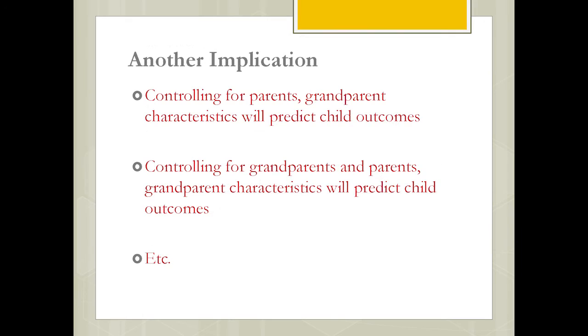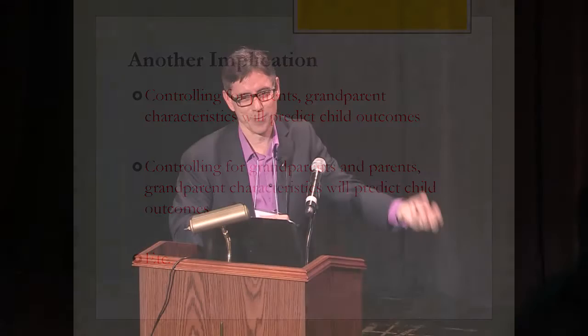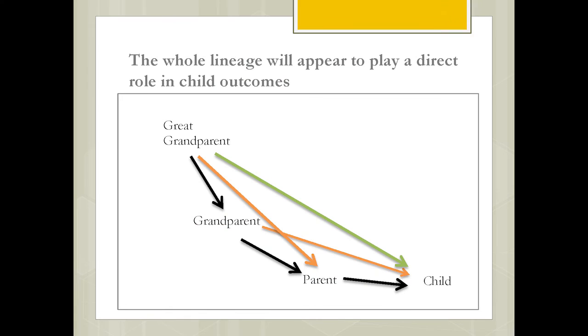What's another implication? Controlling for parents, grandparent characteristics will predict child outcomes, if this model is correct, and we look at any particular characteristic. Controlling for grandparents and parents, great-grandparents' characteristics will again predict child outcomes. And so what it says is that if I want to predict a child's outcomes, I will always have a better prediction with every relative that I then include in the estimation. And the entire lineage is predictive of the outcomes for any particular individual. And it's just, again, a function of the structure of the model. And what it's going to look like then is that it looks like when we get children that somehow grandparents seem like they have an independent influence on the outcome for the child.